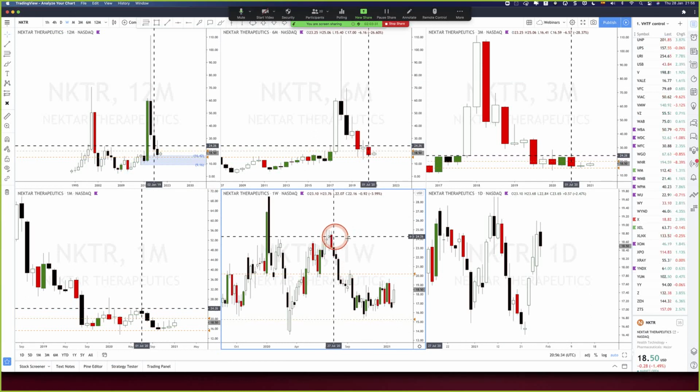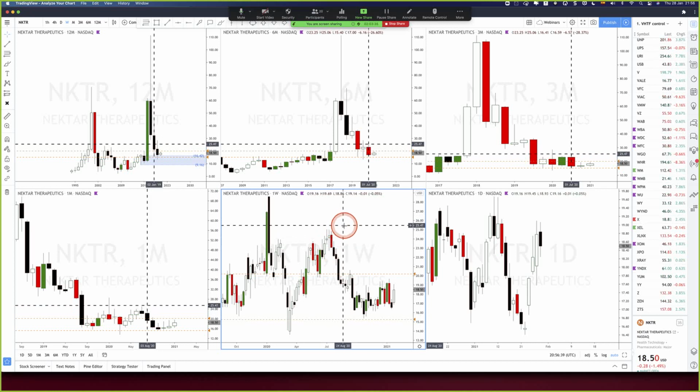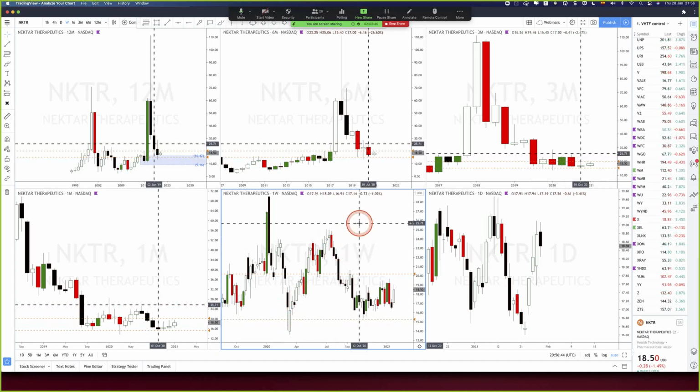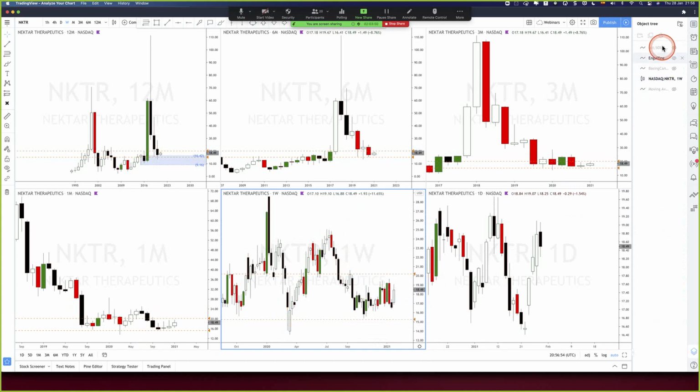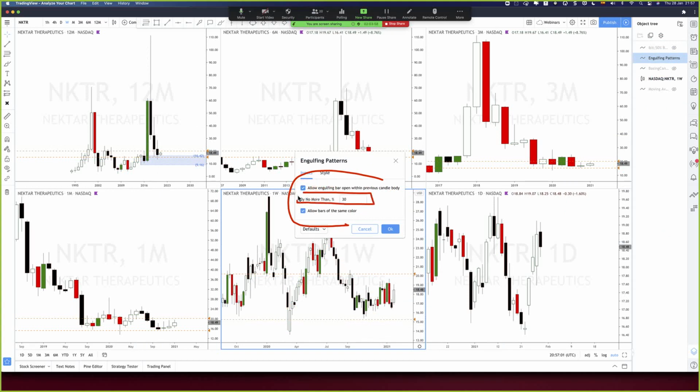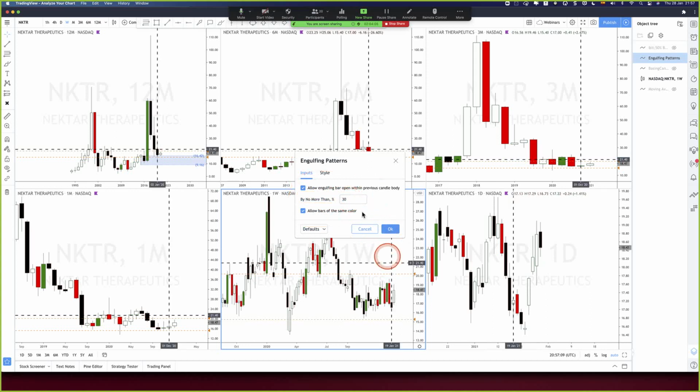For drawing the engulfing patterns, well, I don't recommend any of them. I had to create my own because the one that they are using is not perfect. I am sharing it with you in the community. There is a link. When you go here to the object tree, you're going to see that the engulfing pattern here is called this. And this is what the engulfing pattern from TradingView doesn't have, this percentage. And this percentage changes everything, okay?